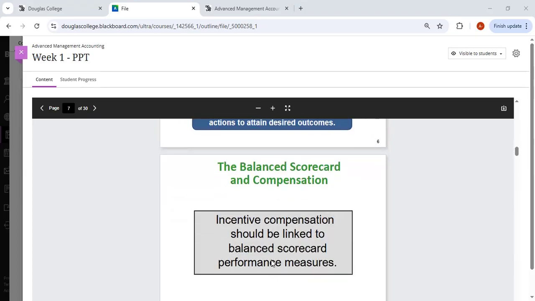So can we use the balance scorecard for compensation? We already said that, yes, you can. I strongly suggest that when it comes to your performance review, use the balance scorecard, get what you want. It will be very hard for your manager to say no when you're using the balance scorecard. Why? Because again, you're focusing on the value that you're adding for your company and for your customer.